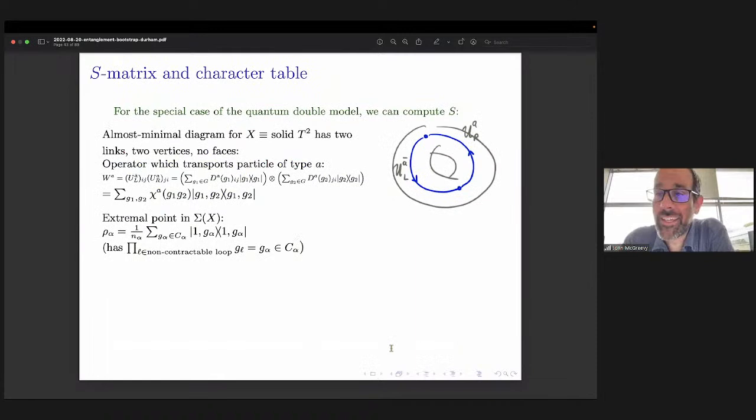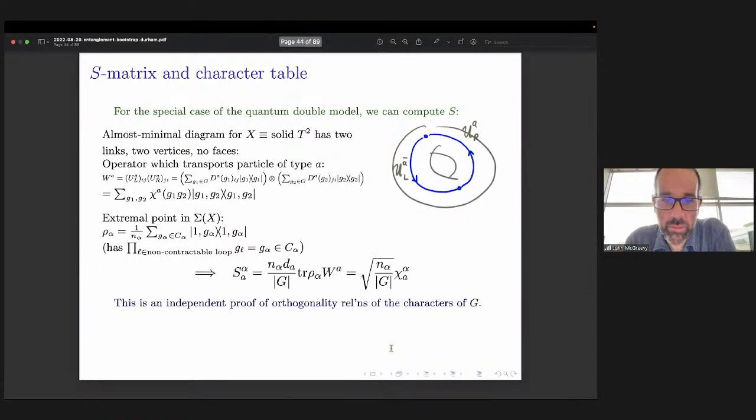Okay, in the case of the quantum double model, maybe you've guessed that the matrix that pairs the conjugacy classes and the irreps is the character table. And we can show that that's the case from this minimal diagram method, which I won't explain in detail. But the fact that we have this general proof of unitarity of the S matrix gives an independent proof of the orthogonality relations of the character table of a finite group. So it's maybe the least efficient way to prove that the characters of a finite group are orthogonal to each other.